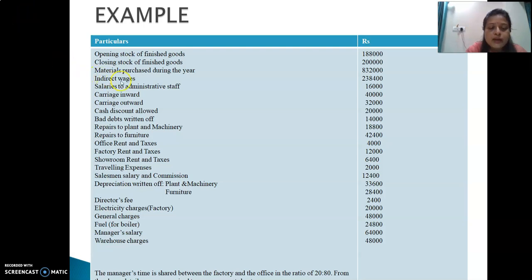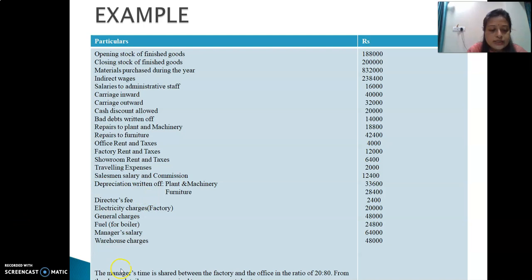Say, for example, indirect wages. Indirect wages is a factory overhead, so it will come under factory overhead. Then showroom rent and taxes. It is related to what? Selling and distribution. So it will be recorded under selling and distribution expenses. Similarly, we will find out which one will be recorded under which overhead.